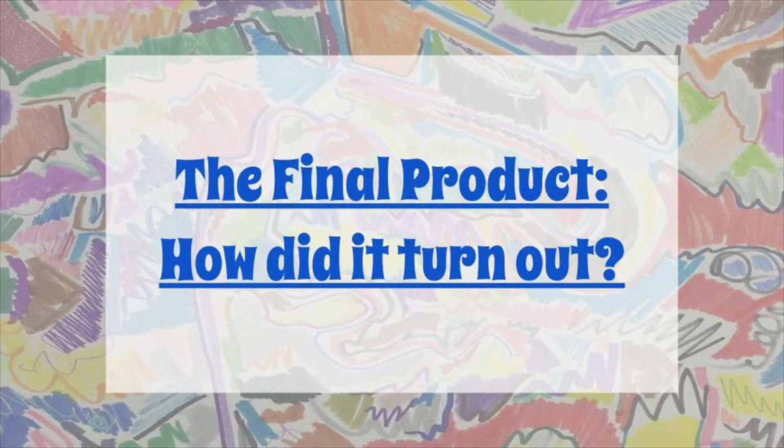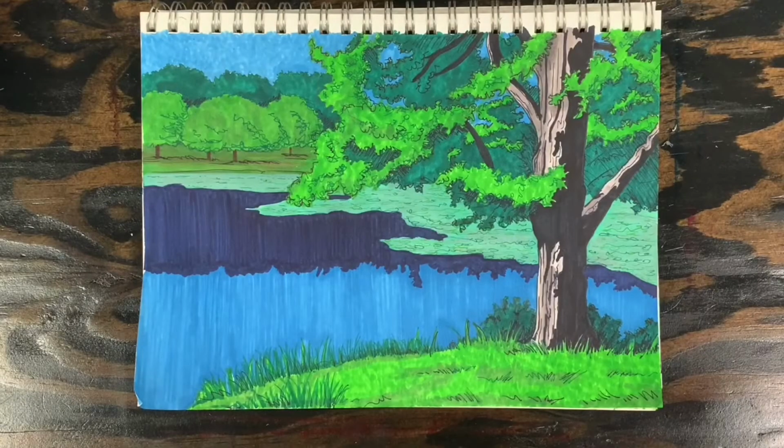All right, so here's our landscape. We have a tree in the foreground with some grass. We have a pond in the middle ground, which has all of this plant material floating on the top. And then we have more trees in the background, so they're smaller because they're farther away.